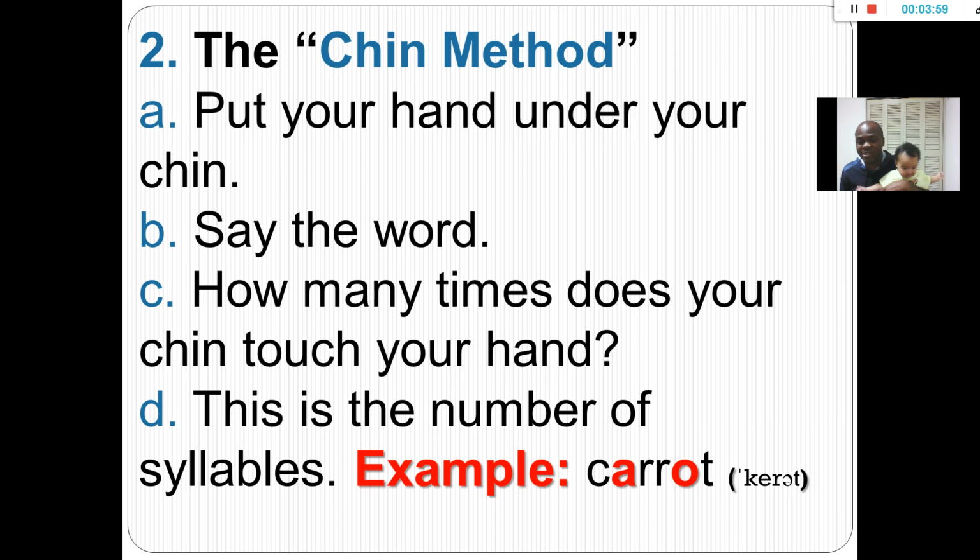So let's practice with an example word. We have two pronunciations for this word. The first pronunciation is carrot. And the second pronunciation is carrot. So the difference is the first syllable.